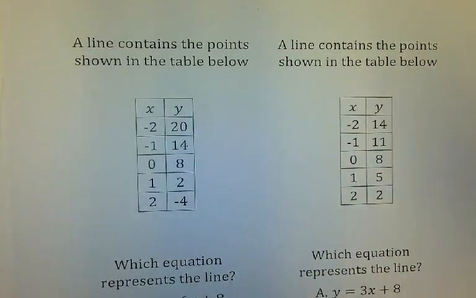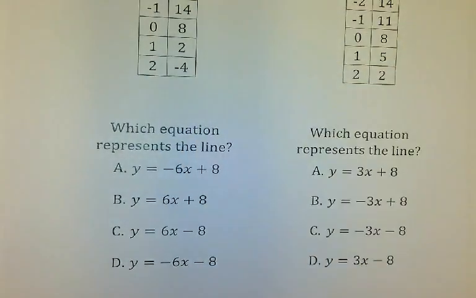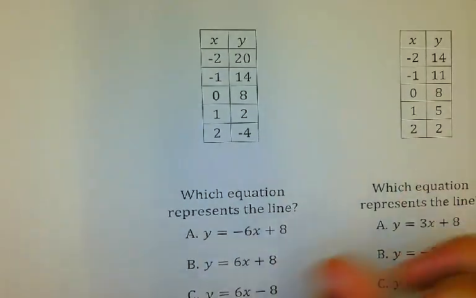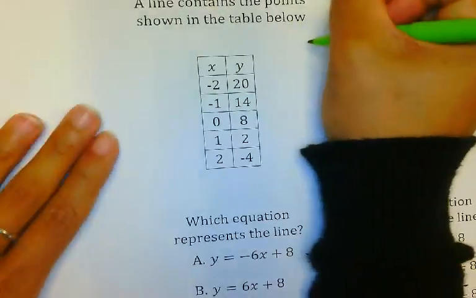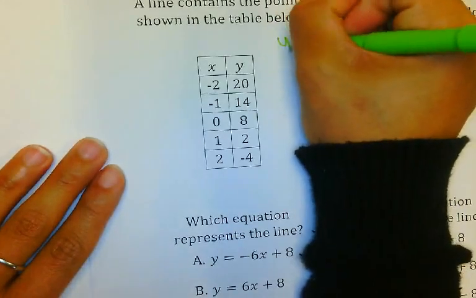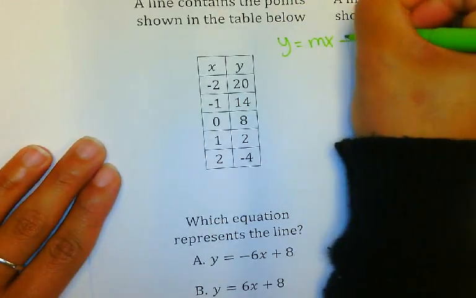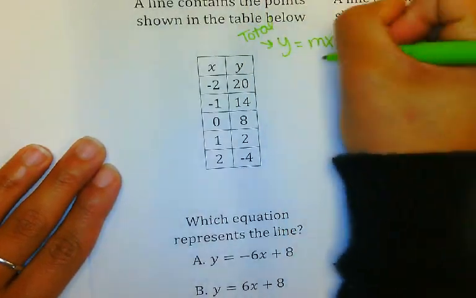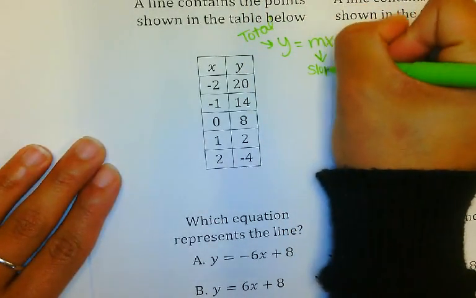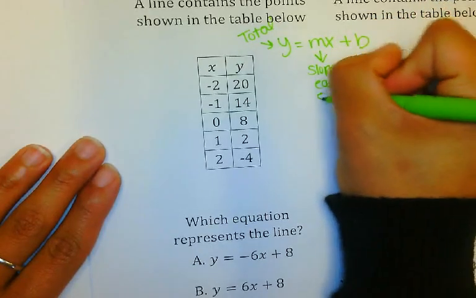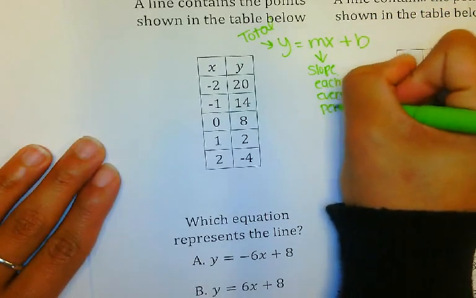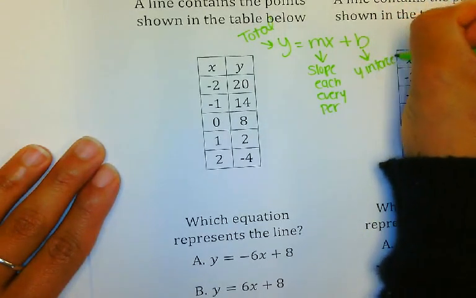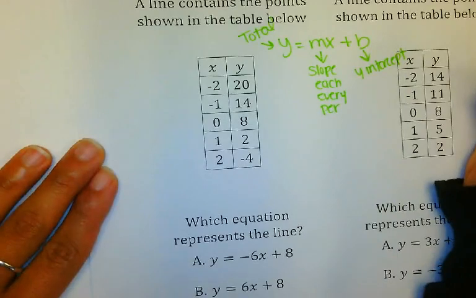On the back, we have to match these tables with these graphs, okay? So remember on the front of the page when we talked about how to write a linear relationship, we write it as y equals mx plus b, where y is your total, your m is your slope, which is your each, your every, your per, and then your b was your y-intercept. That's where it touches the y-axis, okay?